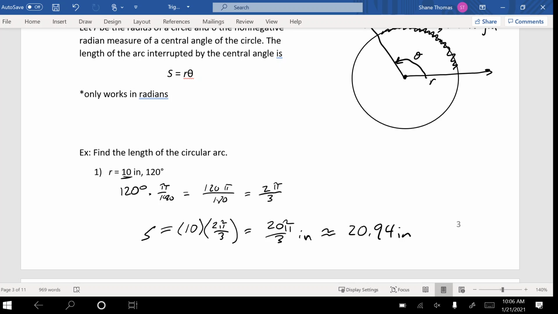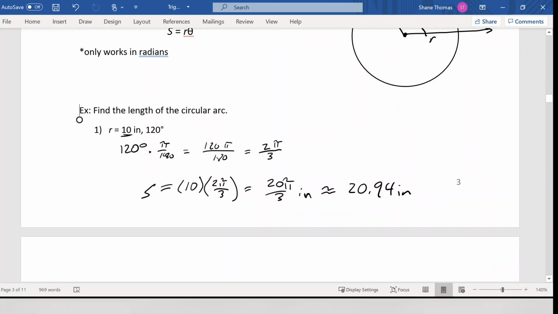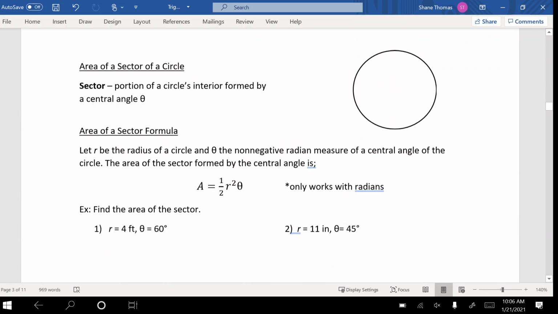Now, same aspect. We have area of a sector. You guys might remember this from geometry. The area of a sector of a circle. A sector is a portion of a circle's interior formed by a central angle theta.